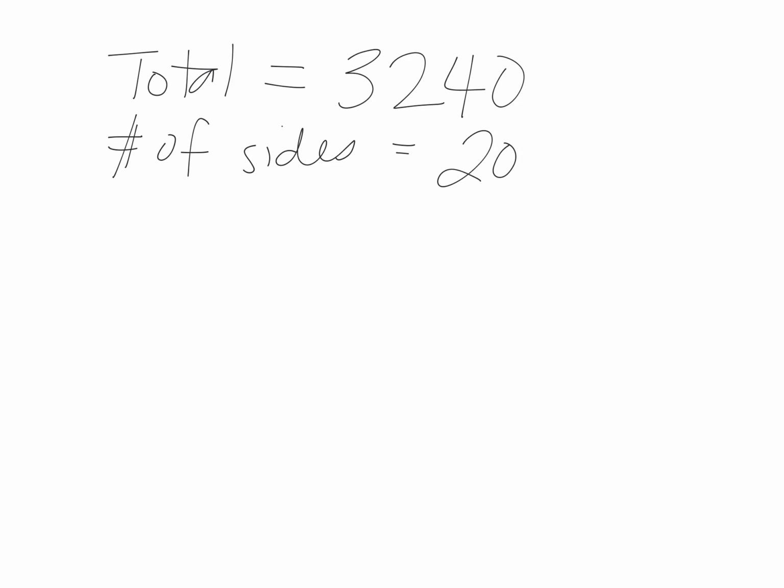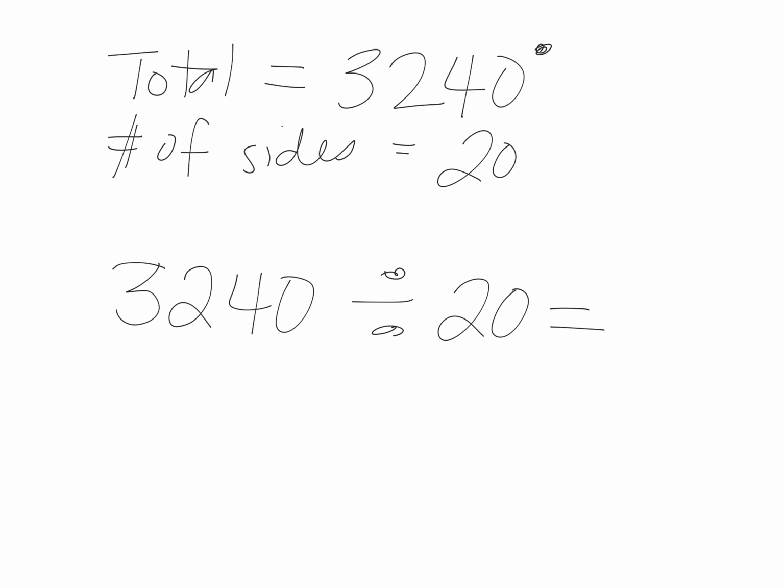Okay, so if the total is 3,240 degrees and the shape has 20 sides, can you find the measurement of one of the angles? If there's 20 sides, how many angles are there? 20. So what do you have to do? Get the total and divide by 20. What is it equal to? Good, so one angle is 162. Altogether, there's 20 angles. Each angle is 162 degrees.